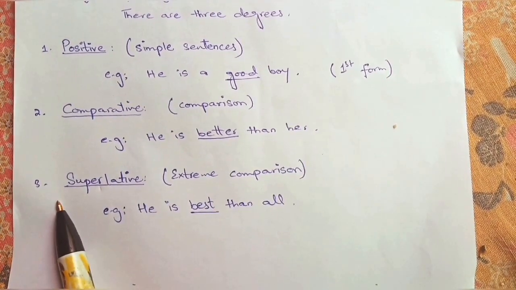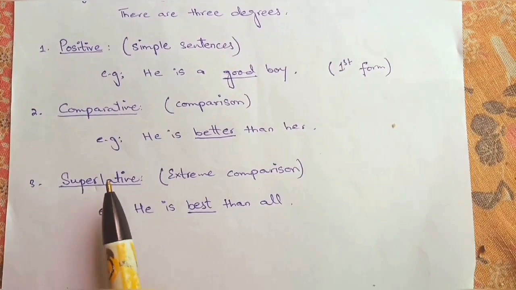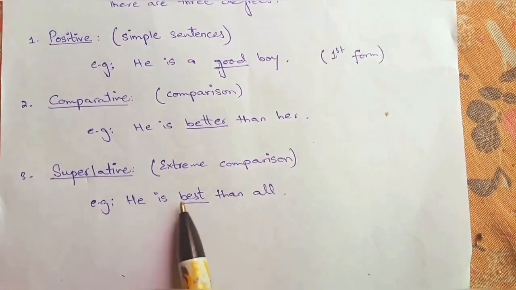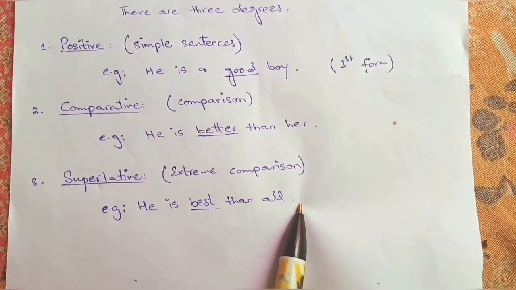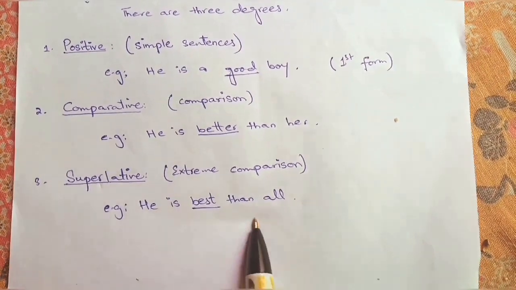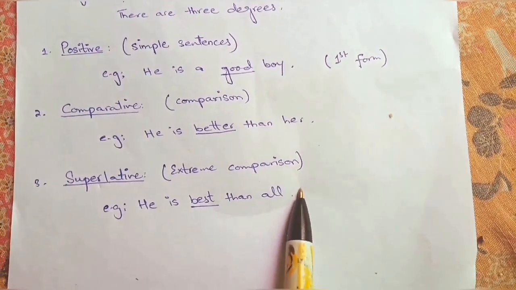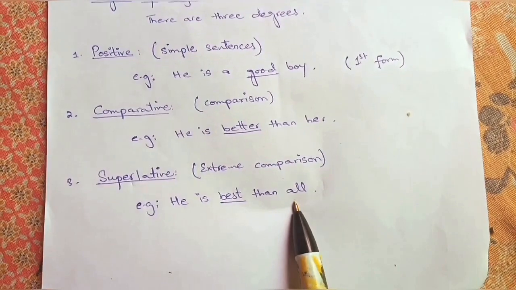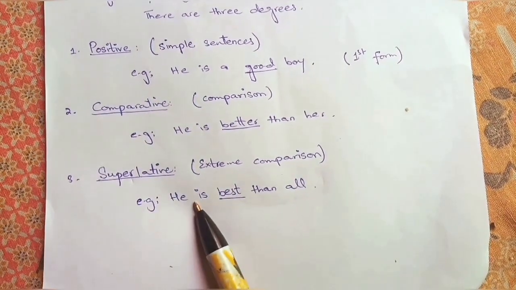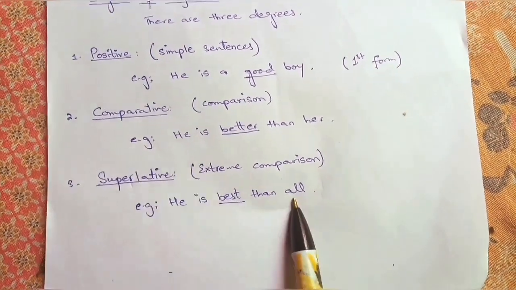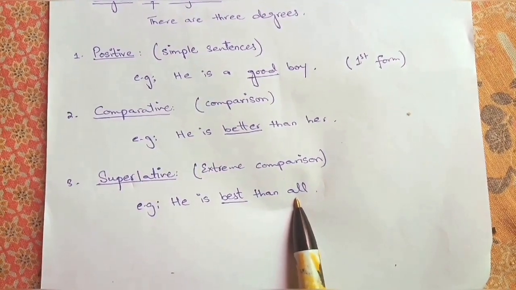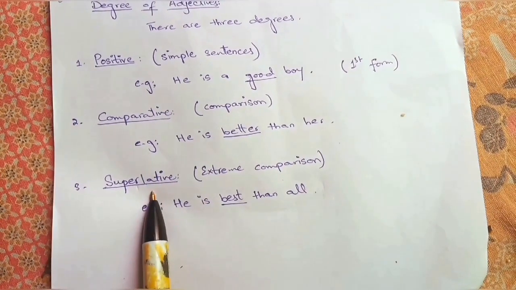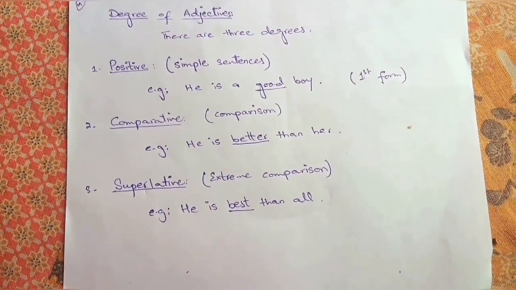Number 3 is superlative degree. Superlative degree shows the extreme comparison. For instance, if I say he is best than all, over here I have compared a boy with all of the members of the class or all of the members of the society, but not with one single person. Rather, I have compared him with all of the members of the society, right? He is best than all. Over here the word best is superlative degree.